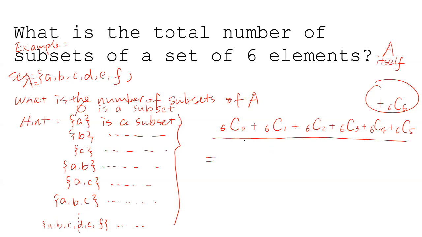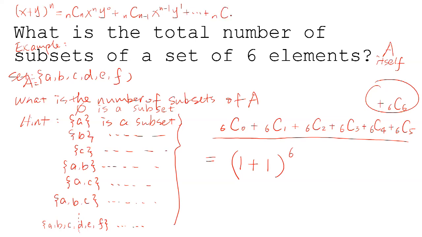Okay, there's a quick way to add these numbers up, which is (1 plus 1)^6. Can you see why? Because we have this binomial formula, right? (x plus y)^n, which is C(n,n) x^n y^0 plus C(n,n-1) x^(n-1) y^1, etc. until C(n,1) x^1 y^(n-1) and C(n,0) x^0 y^n.